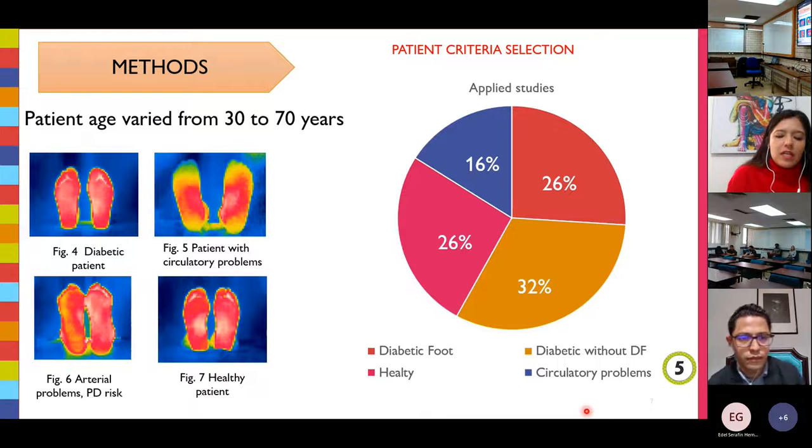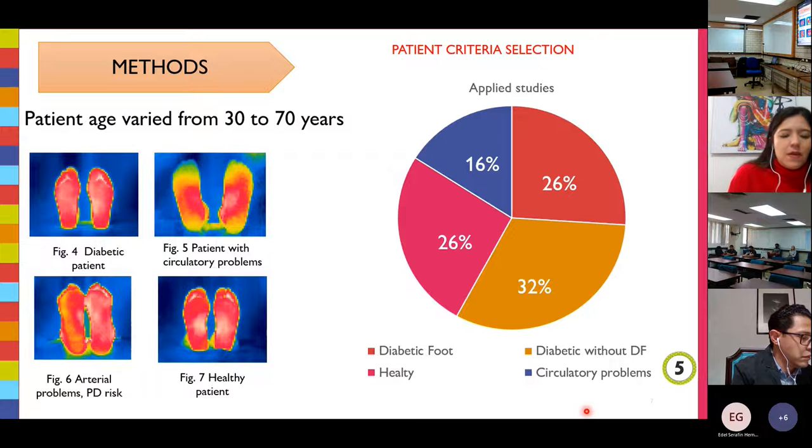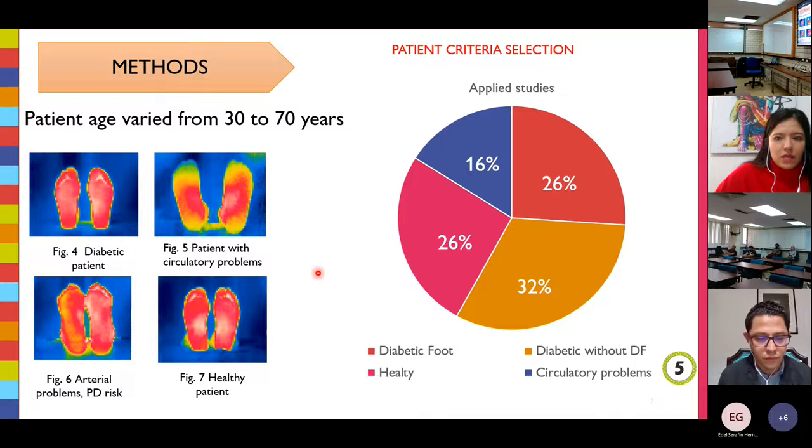The studies include complicated and uncomplicated diabetic patients, and obviously patients with diabetic foot and healthy foot. This is in order to have a complete database to be able to look for differentiating elements of each type of patient. In this part, we can see four types of patients. Examples like diabetic patients, patients with circulatory problems, arterial problems, and healthy patients. As we can see, each patient has particular characteristics that we can see in order to evaluate the condition.